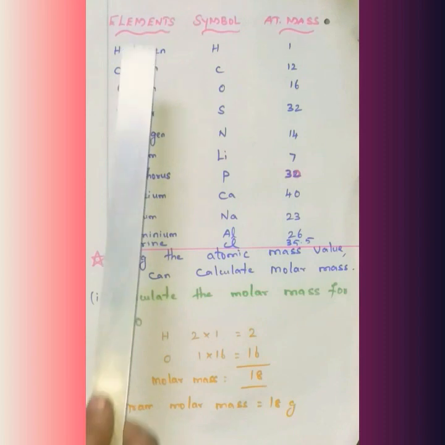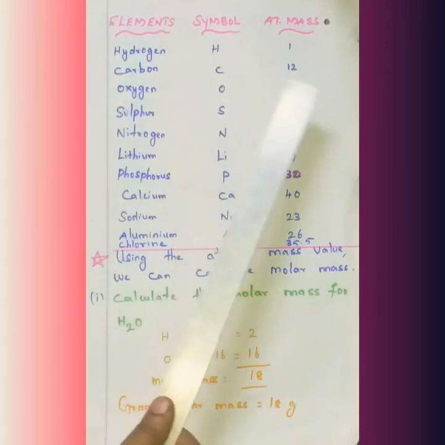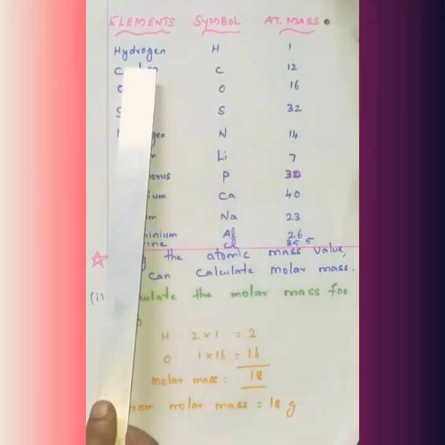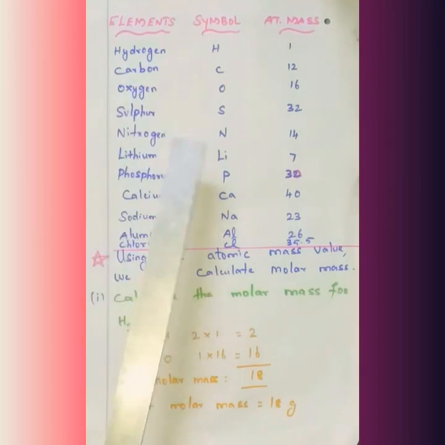Today I am going to explain some problems based on molecular mass. I show some elements, their symbols with their atomic mass. Hydrogen, I explained in the last video itself, along with a few examples.